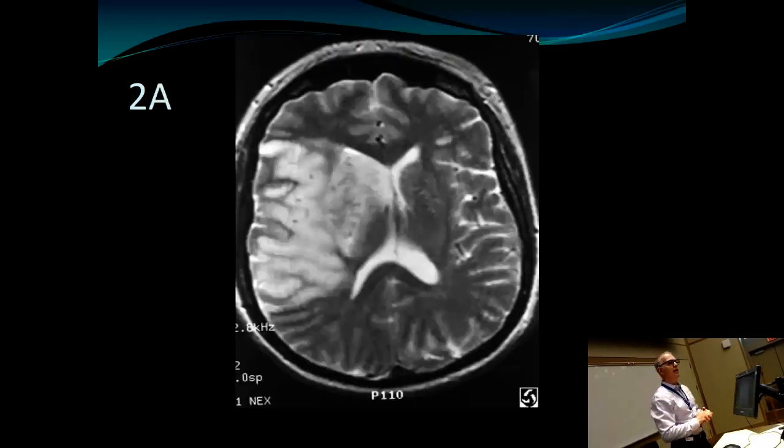Remember, just don't forget when you're looking at this, I will not have these labeled, but you need to remember what is right and what is left.